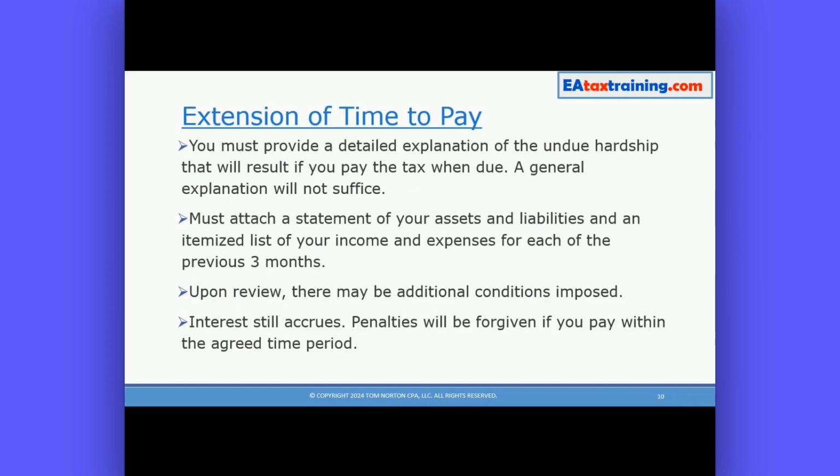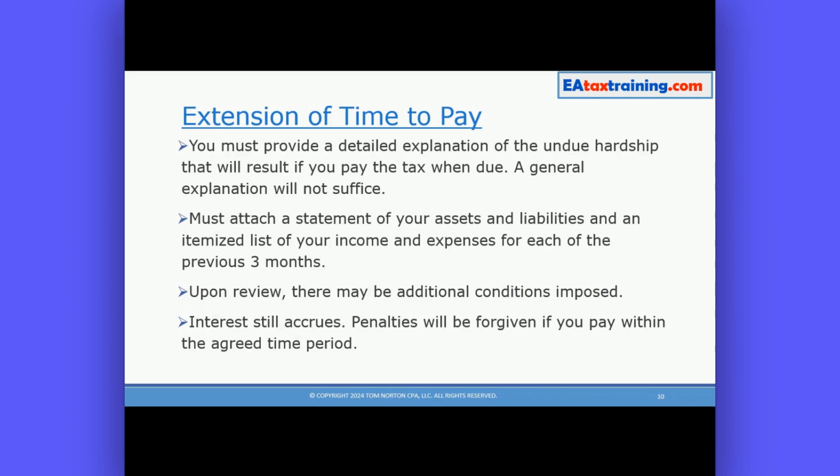In order to get the extension of time to pay, you have to provide a detailed explanation of the undue hardship that will result if you were to pay the tax when due. A general explanation will not suffice. You can't just say, because I can't pay right now. You have to say specifically what is the issue and what is the undue hardship.